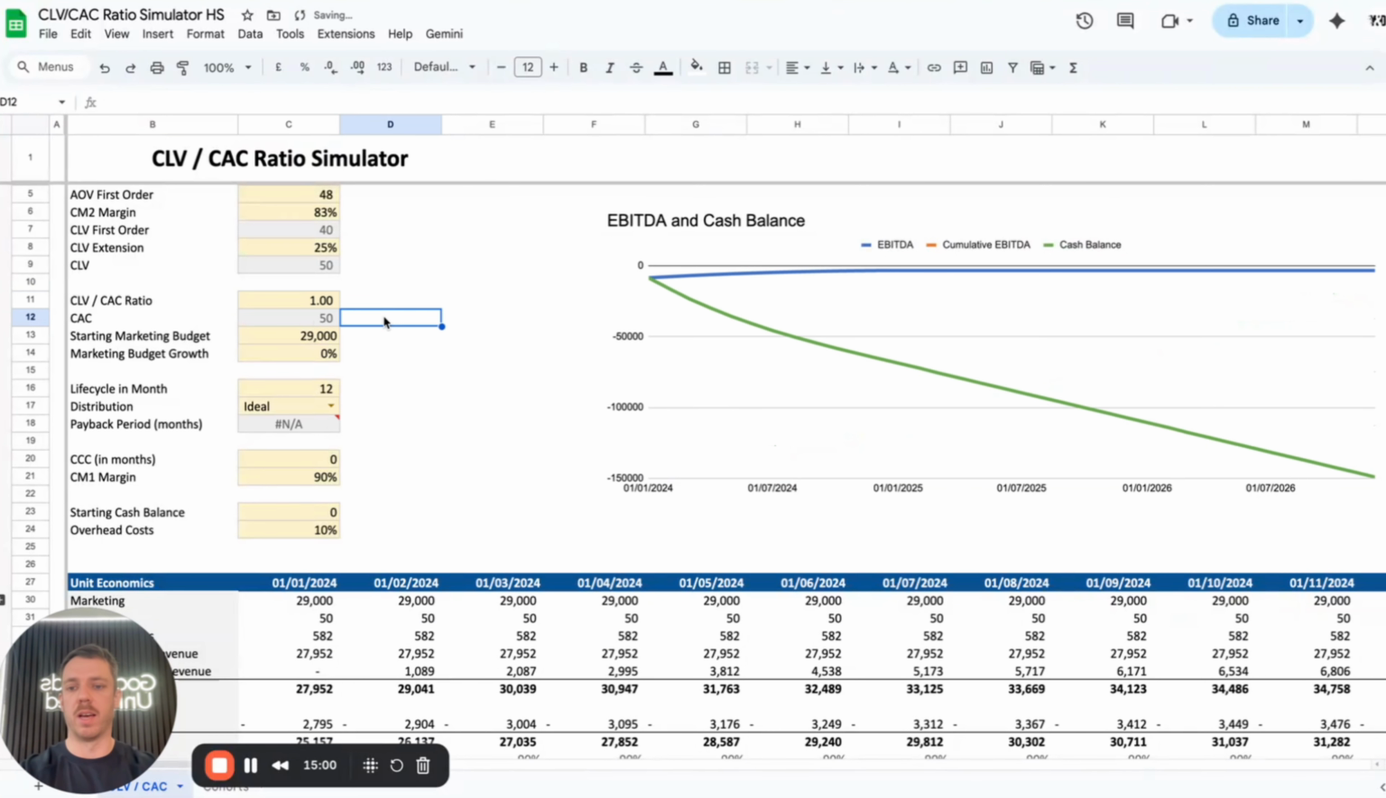Now, if we go with a customer lifetime value to CAC ratio of 1, that means we spend 50 euros in order to actually make money.